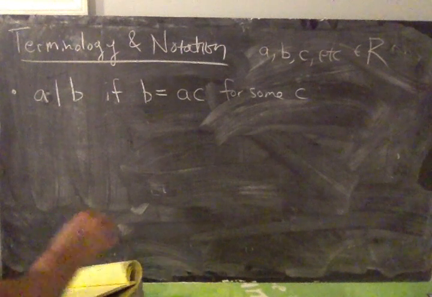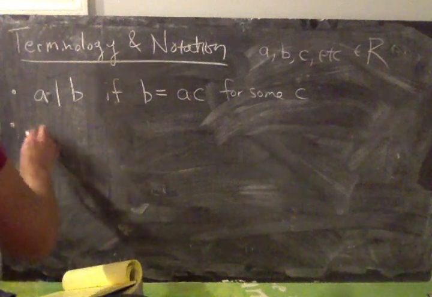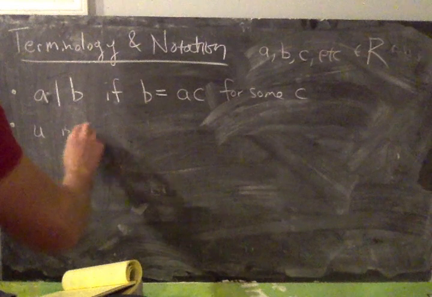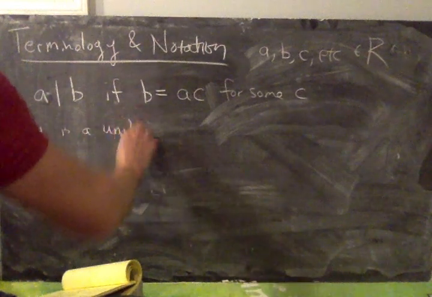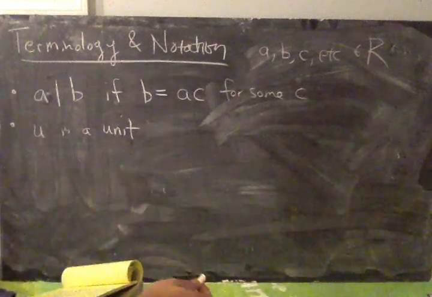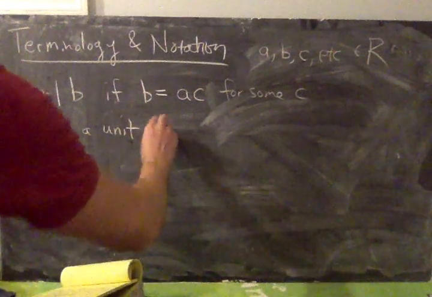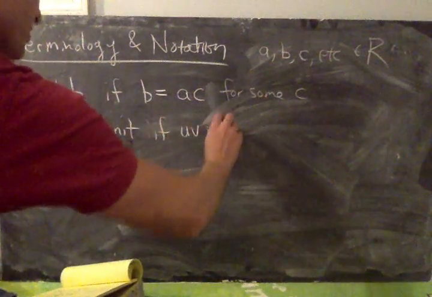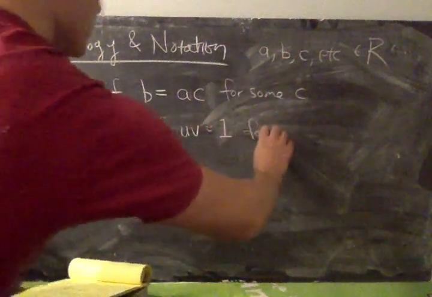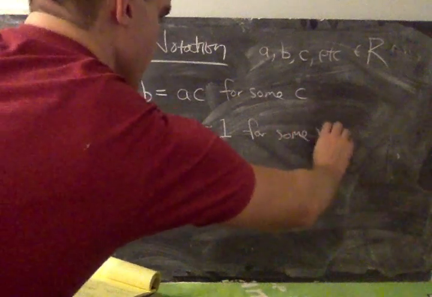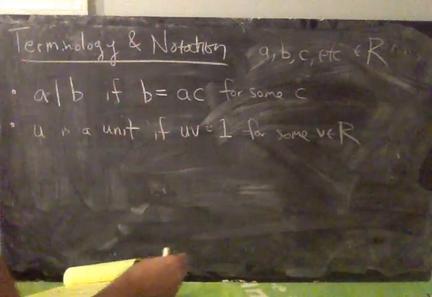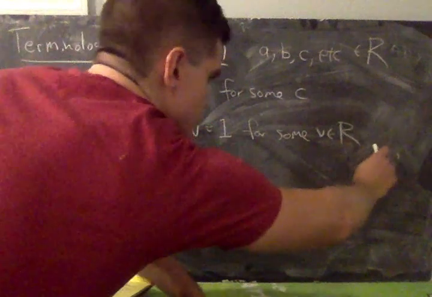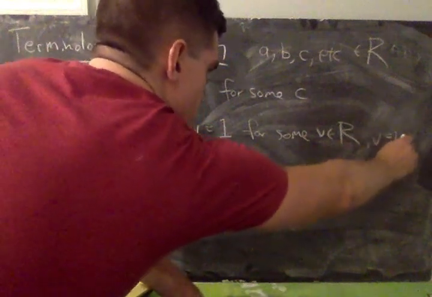Okay, and we also have the notion of a unit. Remember, a unit is just an invertible element of your ring, so that means there's an inverse. U is a unit if UV equals 1 for some V in the ring. And then we would say that V is U inverse.